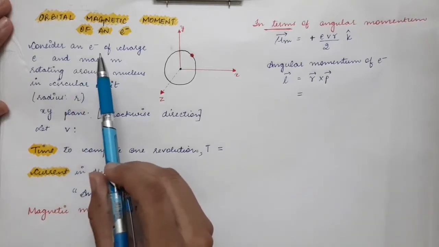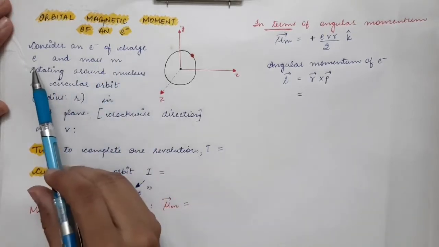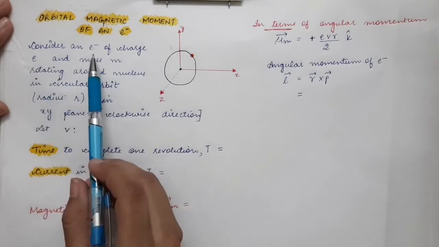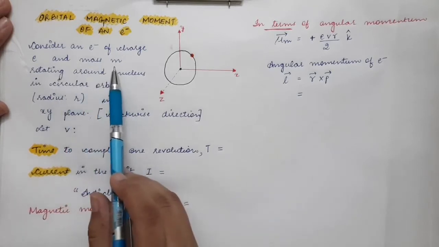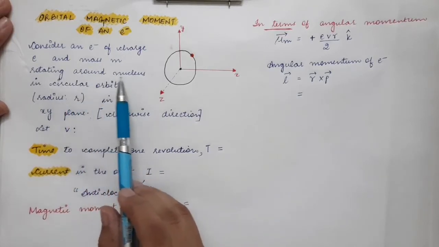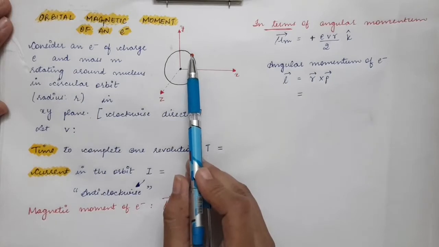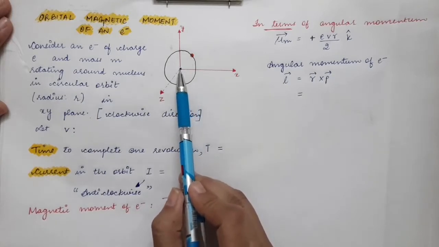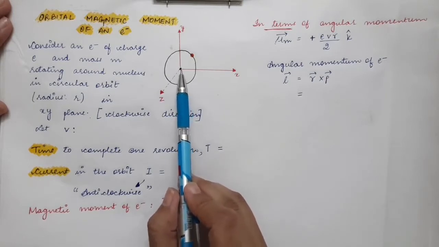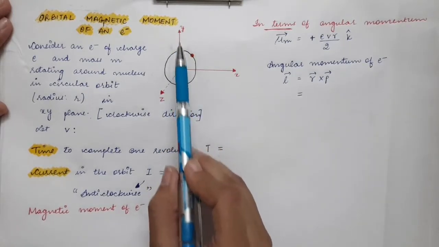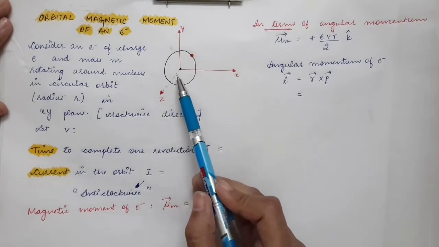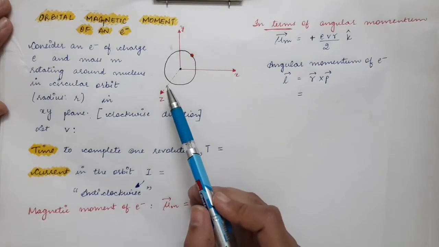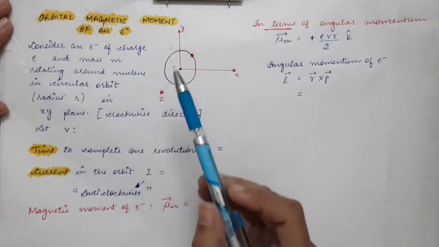So we consider an electron of charge e. So e amount of charge is present on the electron and its mass is equal to small m, and this electron is revolving around the nucleus. So you consider an electron and here is the nucleus. The nucleus is considered to be at the origin of the coordinate system. So this is the x-axis, this is the y-axis, and this one is the z-axis. The z-axis is coming out of the paper towards the observer.